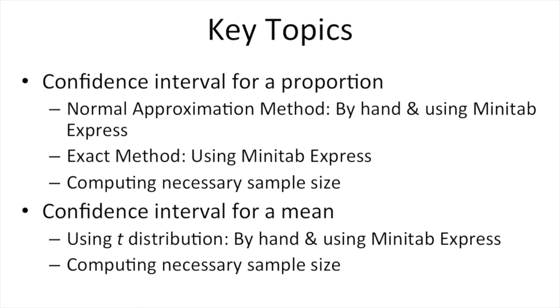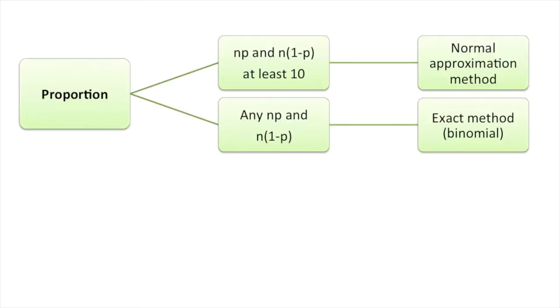I want to start by showing you a flowchart that summarizes the methods that you're going to see this week. For a proportion, recall if n times p and n times 1 minus p are both at least 10, then the sampling distribution will be approximately normal. In those cases, we'll use the normal approximation method. If that assumption is not met, then you'll use the exact method. This approximates the sampling distribution by a binomial distribution. We're not going to do this by hand this week, but you will see how to do it using Minitab Express.